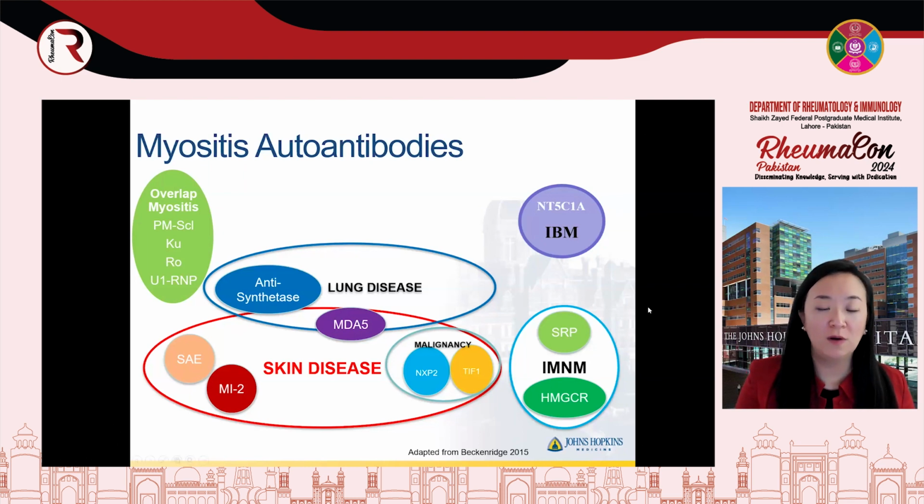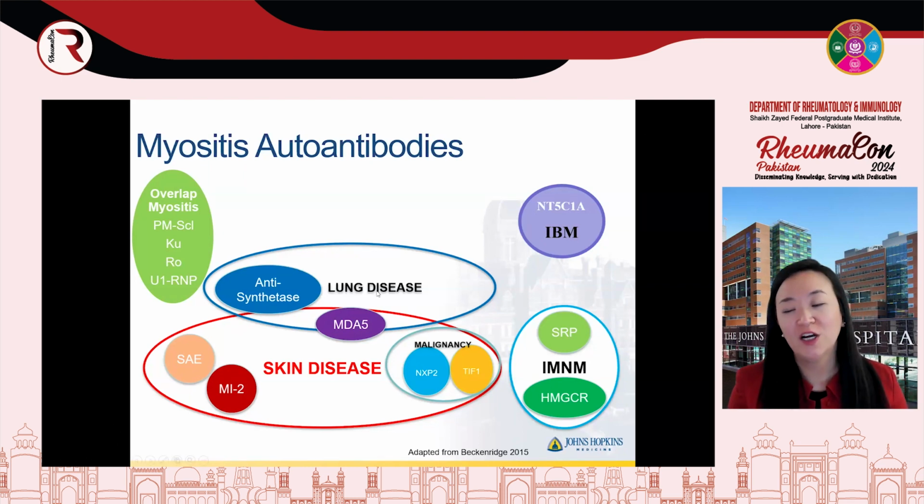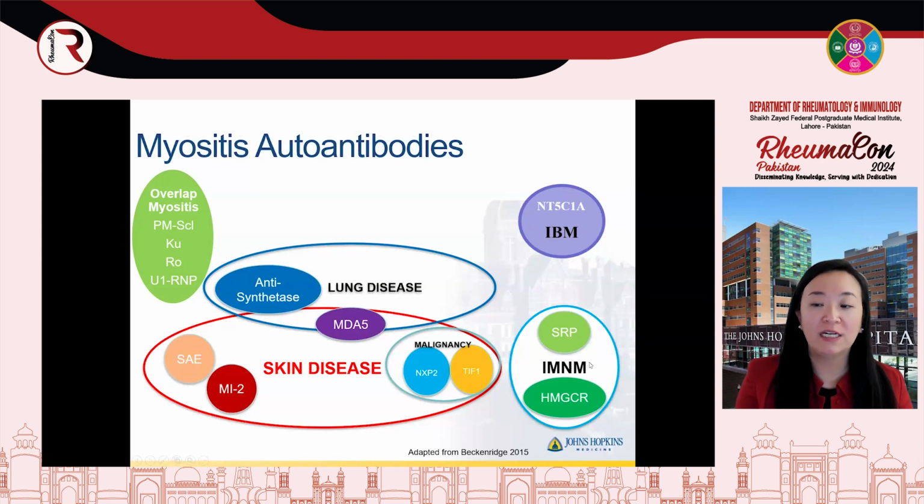And I think the audience here certainly knows about immune-mediated necrotizing myopathy. SRP and HMGCR are the most common, and TIF1 gamma and NXP2 are most commonly associated with malignancy. I would have to say for the past 5 to 10 years, TIF1 gamma is more highly linked with an increased risk of cancer now.